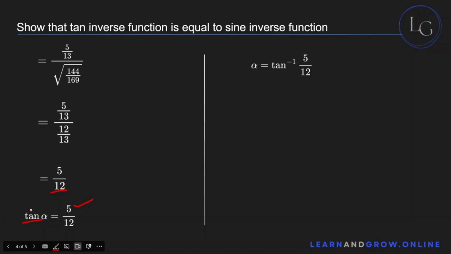Now you can take this tangent function to the right hand side, where it becomes tangent inverse. So alpha is equal to tangent inverse 5 by 12. And so we already knew that alpha was equal to sine inverse 5 by 13, and now we've proven that alpha is also equal to tangent inverse of 5 by 12. So you've proven the equation.